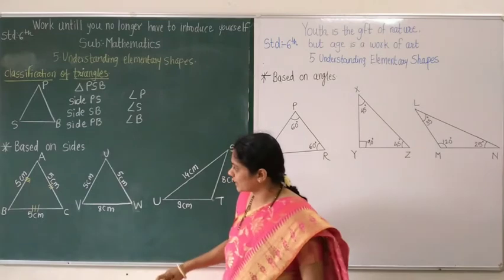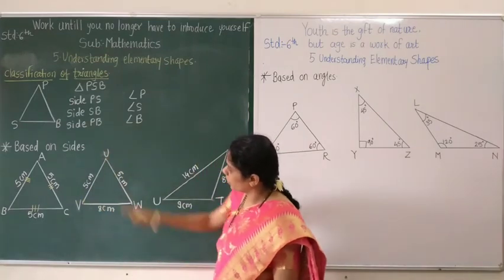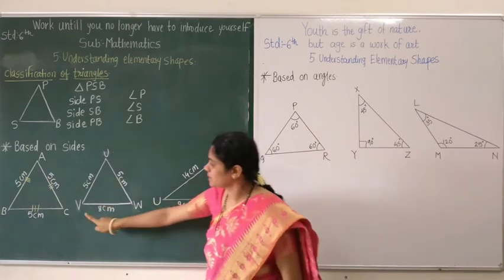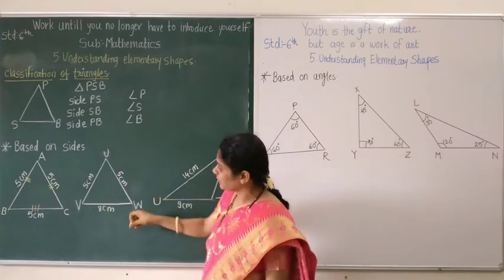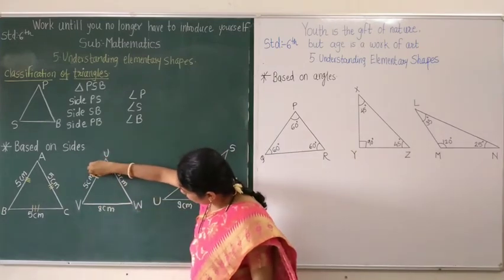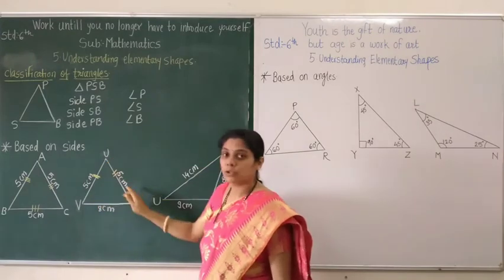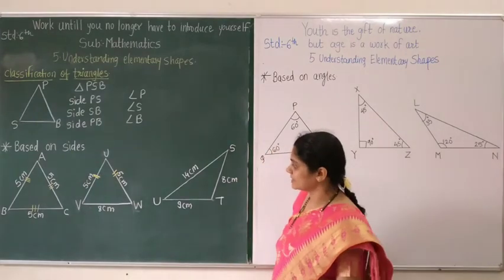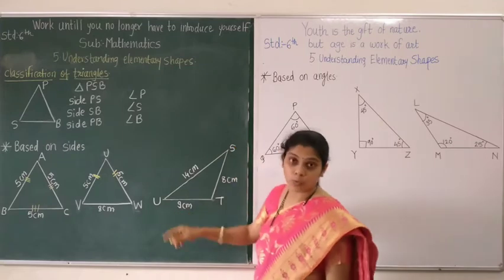In this triangle, you can see this is a triangle UVW. UV is 5 cm, UW is 5 cm, and VW is 8 cm. In this diagram, you can see UV and UW have two same sides. And now in this triangle, you can see this UST or STU, whatever.